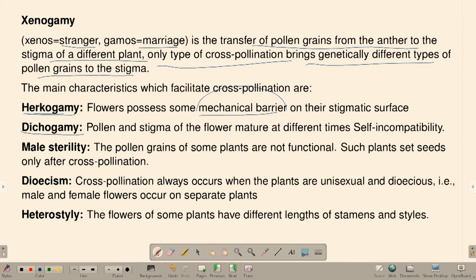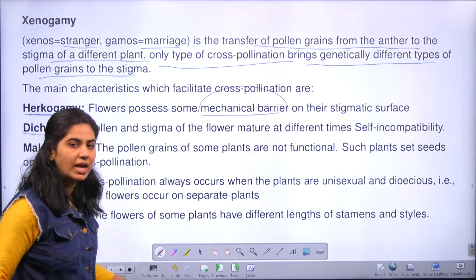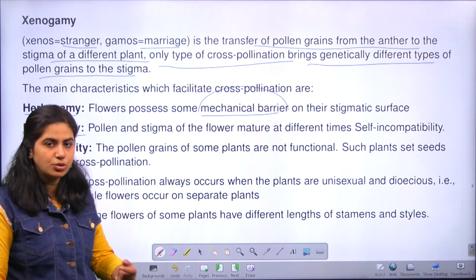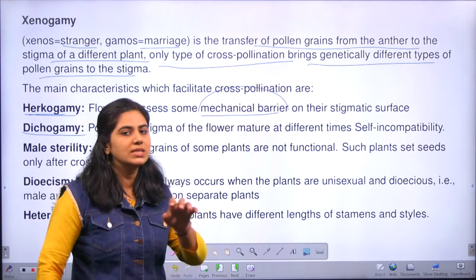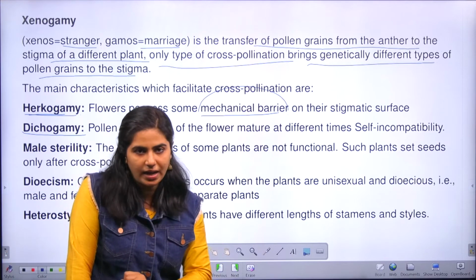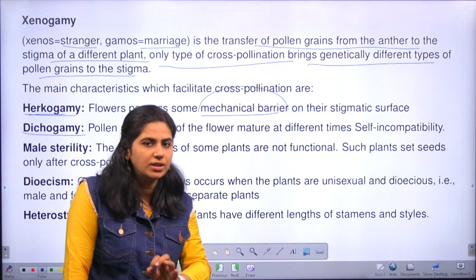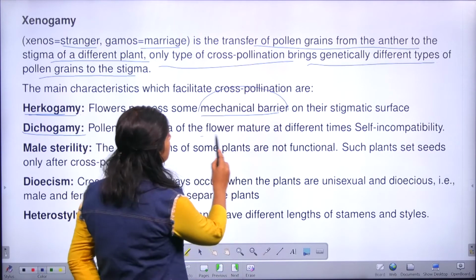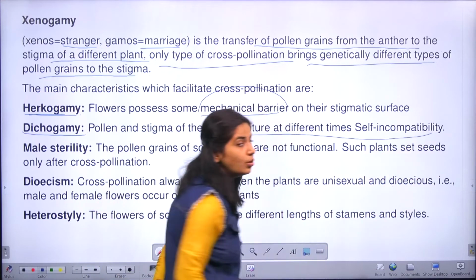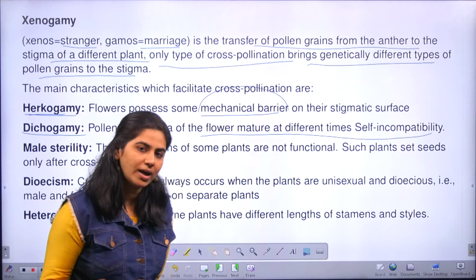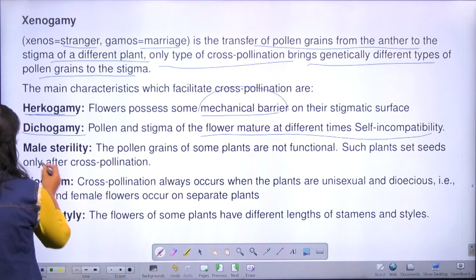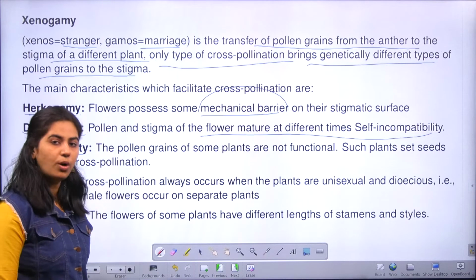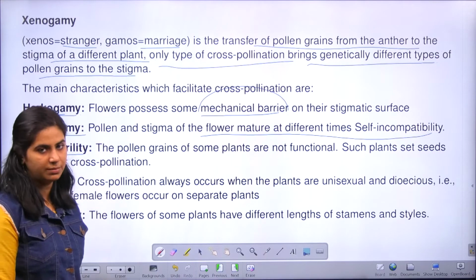Second one is Dichogamy. In Dichogamy they mature their stigma and pollen at different time intervals. So when the anther is matured, the stigma won't be mature to receive that anther. And when the stigma is mature, the anther won't be mature to pollinate the stigma. So flowers mature at different times to create self-incompatibility. And third method is male sterility. That means the anther can't pollinate its own stigma.